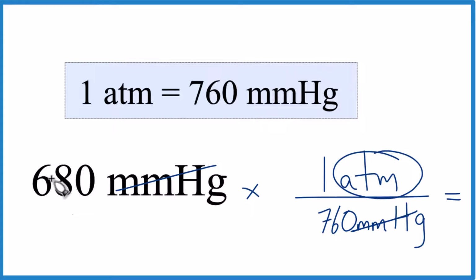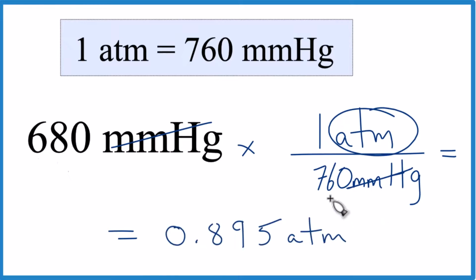Essentially what we're doing is 680 divided by 760. When we do the math, we get 0.8947. Let's just round it here to 0.895. That's it. When you convert 680 millimeters of mercury to atmospheres, you get 0.895 atmospheres.